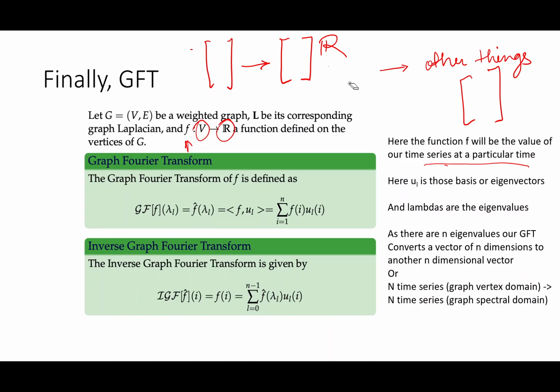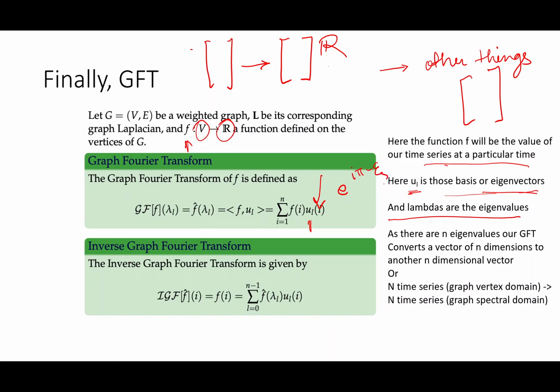So we have this function and we want to represent it in terms of other things. Now it's represented in the traditional way, but we want to represent it in terms of the basis vectors that we have chosen. We have gone to so much trouble to obtain these particular eigenvectors. So here u_l are those bases or eigenvectors, and the lambdas are the eigenvalues. If we take an analogy to a time series Fourier transform, u_l is the e to the power i pi something, and the lambdas are those frequencies basically.